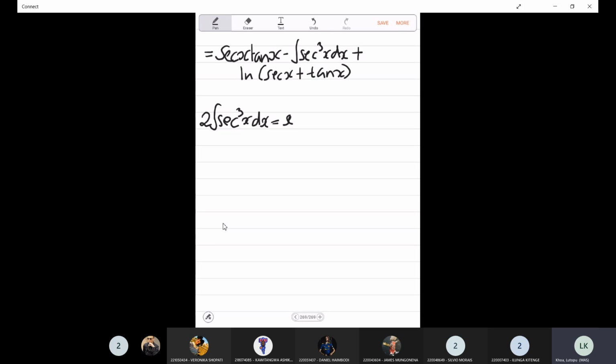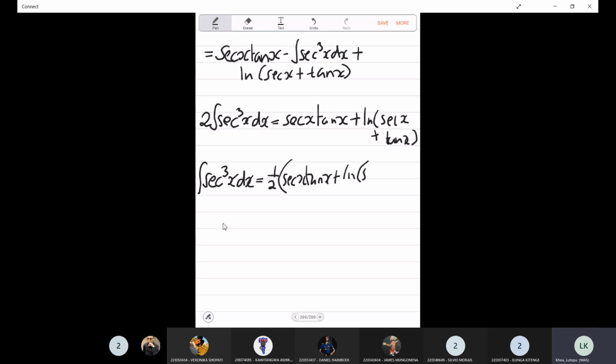This is sec x tan x plus ln of sec x plus tan x, and then we divide everything by 2, and that means that the integral of sec cubed x dx is a half of sec x tan x plus ln of sec x plus tan x, and then you add the constant of integration.